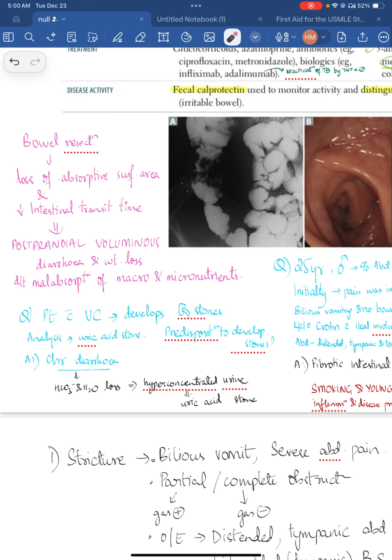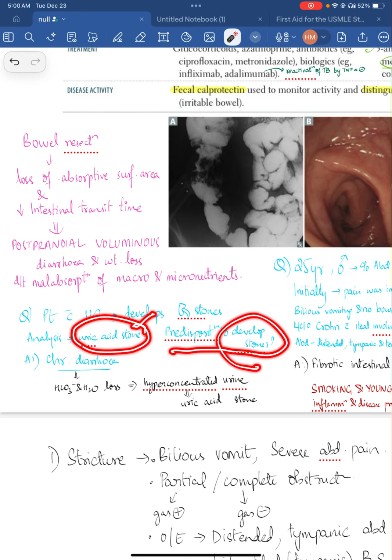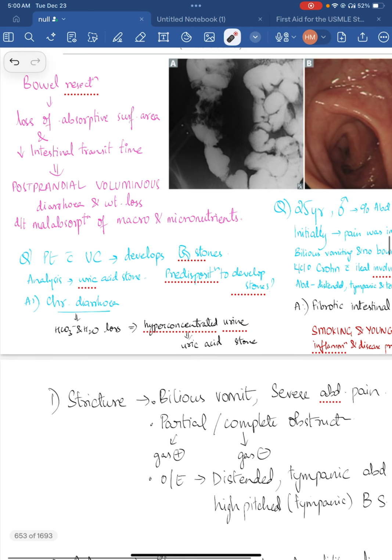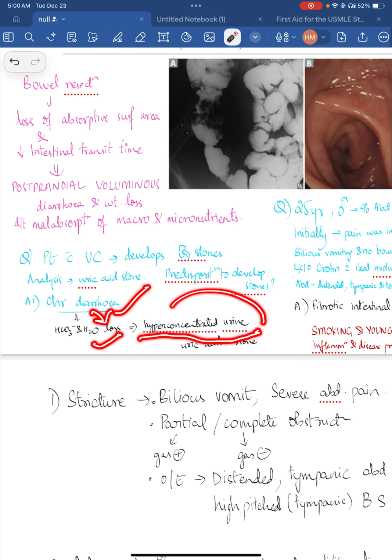One more thing, we said that in Crohn's disease you have stones, both kidney stones and gallstones. Ulcerative colitis means you should not have any kidney stones. But the question says that a patient with ulcerative colitis develops kidney stones, and analysis shows it is a uric acid stone. What led to the development of the stones? Answer is chronic diarrhea is causing bicarbonate and water loss. This will cause hyperconcentrated urine, which will lead to uric acid stone. So they may twist this around and ask you what kind of stone develops in ulcerative colitis. You need to remember uric acid stones might be seen in ulcerative colitis.